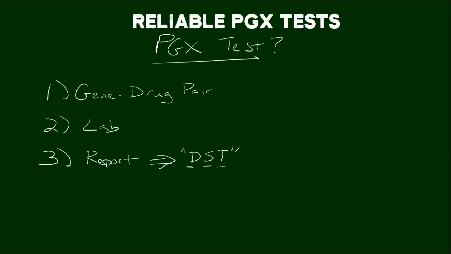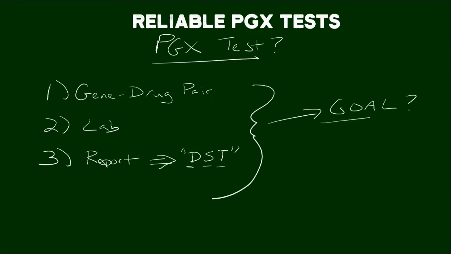So what is the overall goal of these three components that make up a pharmacogenetic test? That goal is to have both analytical and clinical validity. If you look at these three components, your clinical validity is most likely going to come from number 1. Your analytical validity is going to come from number 2. And the report could have a little bit of both analytical and clinical validity, but probably mostly clinical validity. So let's walk through each of these three to know how we are going to have a reliable pharmacogenetic test.